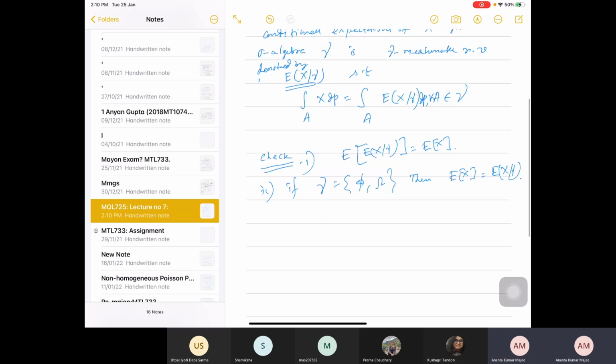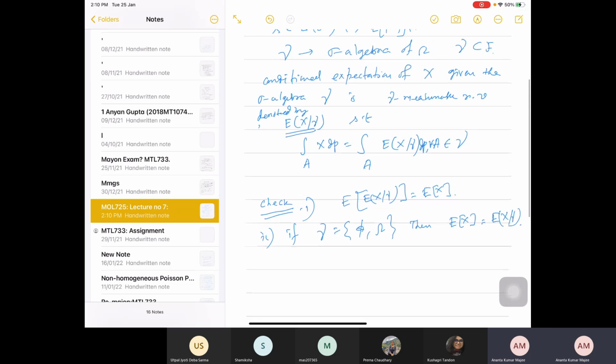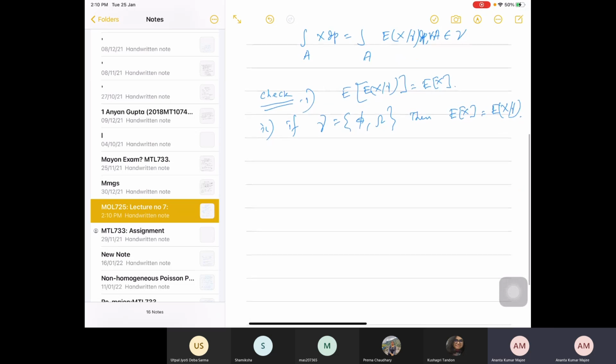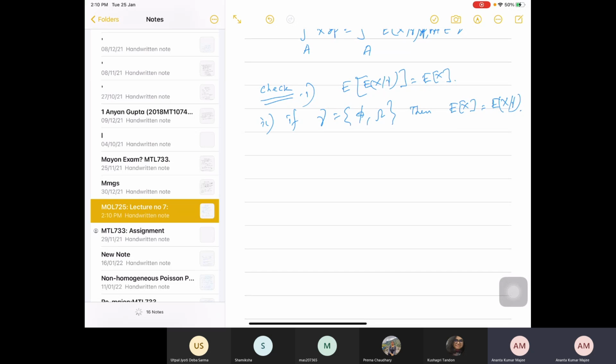Okay, so this is the same as the expectation of x given nu. This is for the trivial sigma algebra, you can check it. So now I have defined conditional expectation. The question is whether the conditional expectation exists or not.